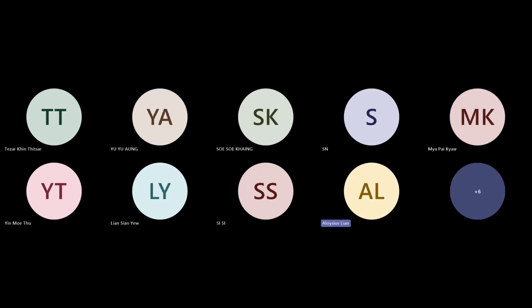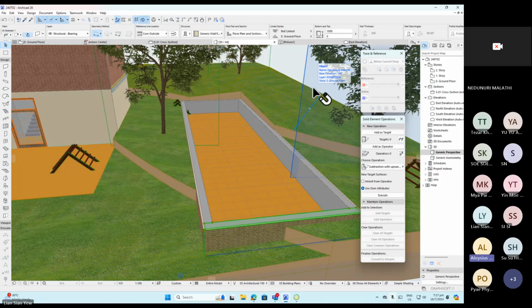So today we will share with you how to do schedules in Archicad. You can already see the schedules in your project map on the right hand side.